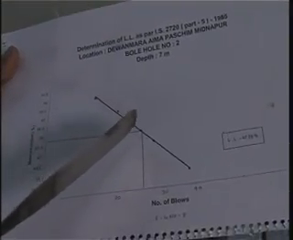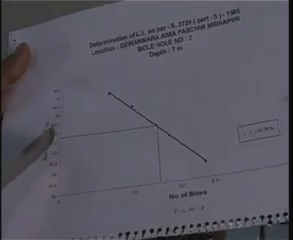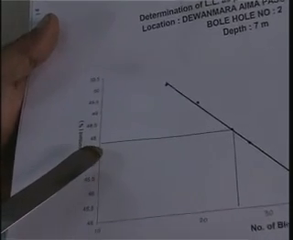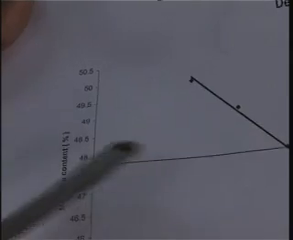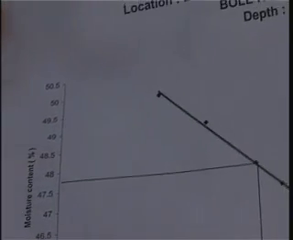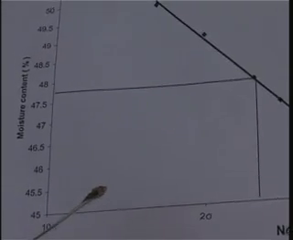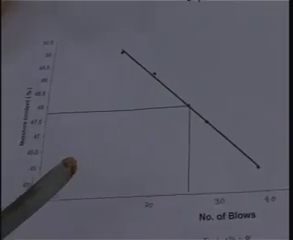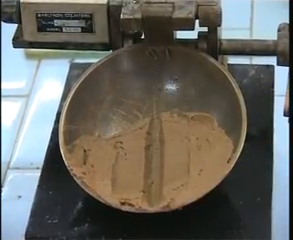And for this particular sample, you see that 25 blows was obtained at a moisture content of about 47.8%, which is from this particular chart, the flow curve. And so the liquid limit of this particular sample becomes equal to 47.8. Okay, so that's how we get the liquid limit from the Casagrande apparatus.